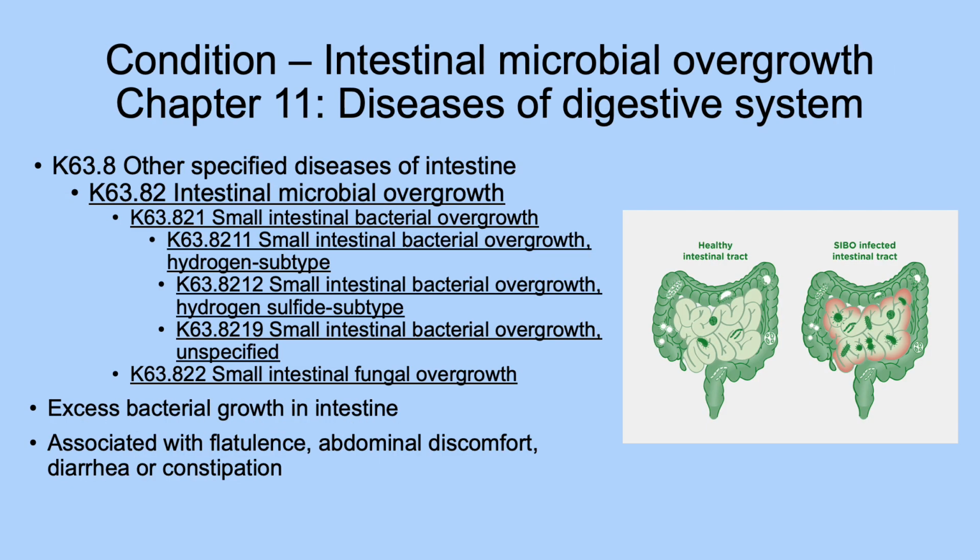Okay, so let's go on to chapter 11, diseases of the digestive system. So we have a new code, K63.82, under other specified diseases of intestine. Now, of course, you're supposed to have bacteria in your intestine. This is good. But if you get too much, you've got a problem. So there's small intestine bacterial overgrowth, which was added, and there's specific types of overgrowth: hydrogen subtype, hydrogen sulfide, and unspecified. So what happens with this? Well, flatulence, abdominal discomfort, diarrhea, or constipation.